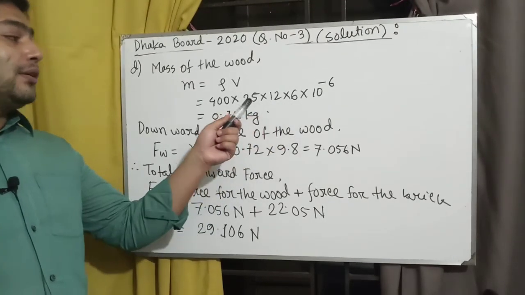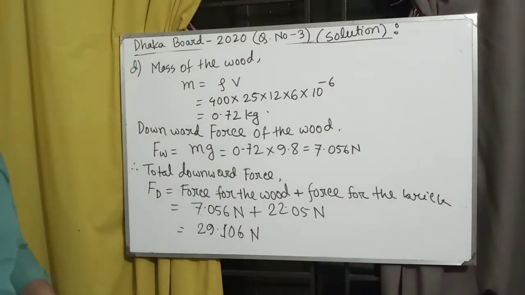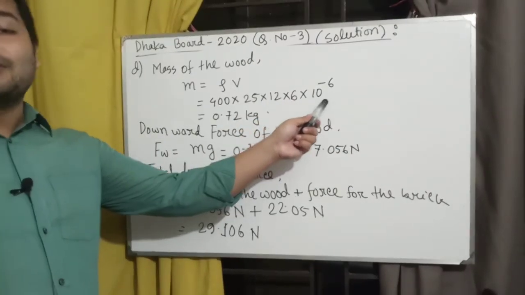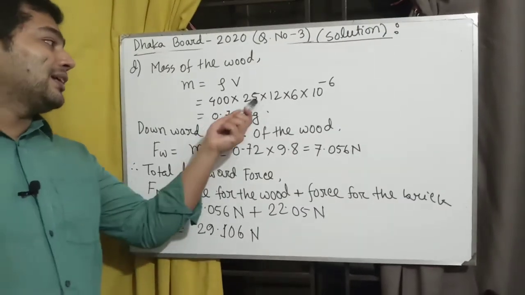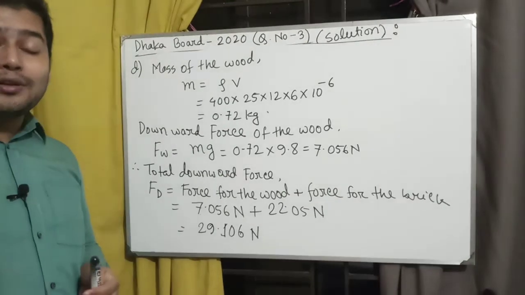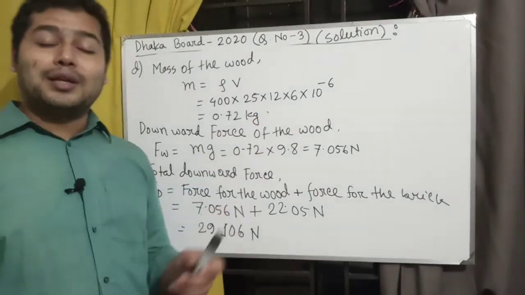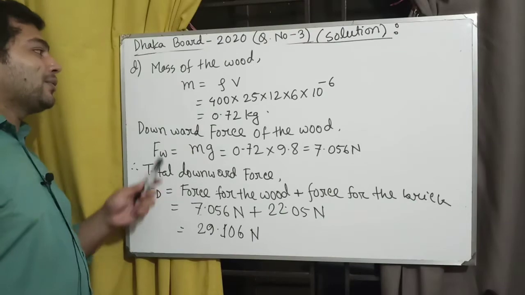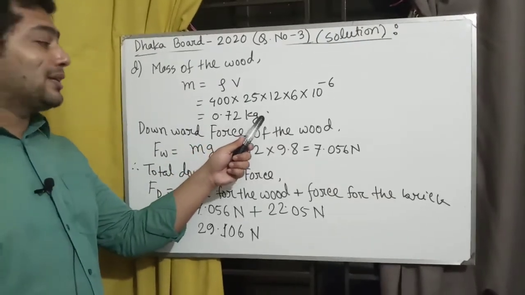Here volume V equal to length, breadth and height. 25 into 12 into 6 into 10 to the power minus 6 for converting centimeter to meter. Here there are 3 terms, so 10 to the power minus 2 into 10 to the power minus 2 into 10 to the power minus 2. So we can write 10 to the power minus 6. Calculating this, we get the mass of the wood is equal to 0.72 kg.